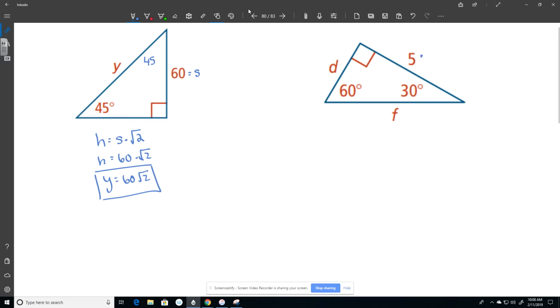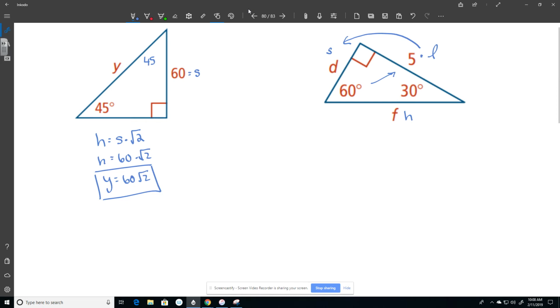And it gives me the long side because it's across from the 60. So D is going to be my short side and F is going to be my hypotenuse. Now remember, I don't really know anything that goes from the hypotenuse and the long side. So we're going to use the short side first. I need to go from my long side to my short side.